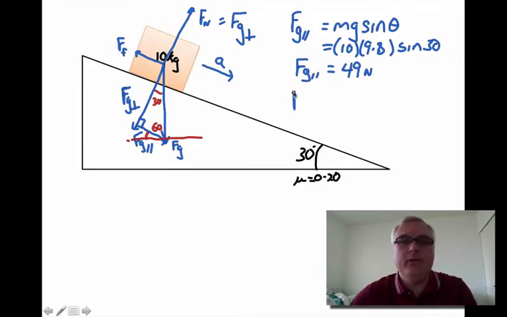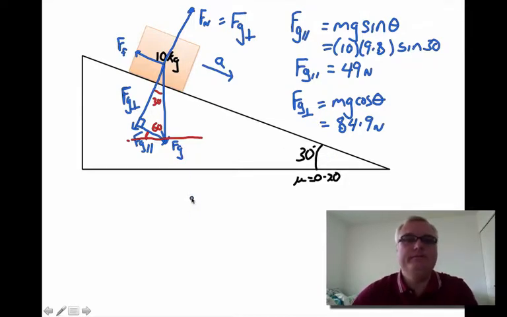For the perpendicular component, it's the adjacent side. So it's going to be mg times cosine of theta. And when you put that into your calculator, what you find is that it's 84.9 newtons. Okay, that is the perpendicular component of that triangle.